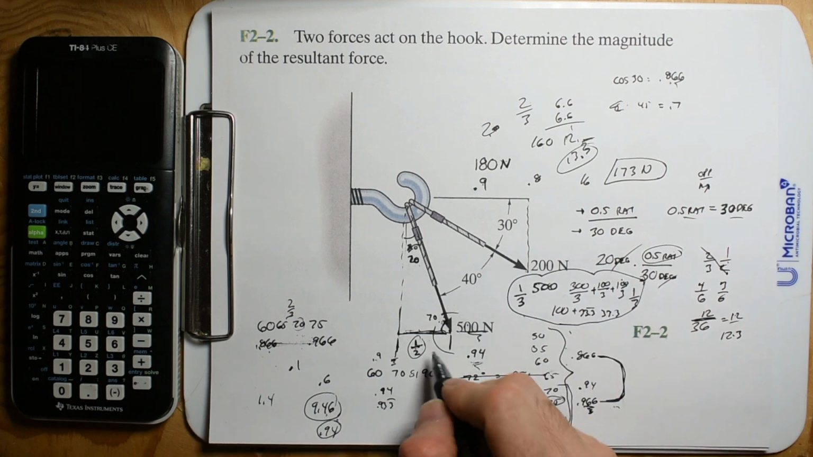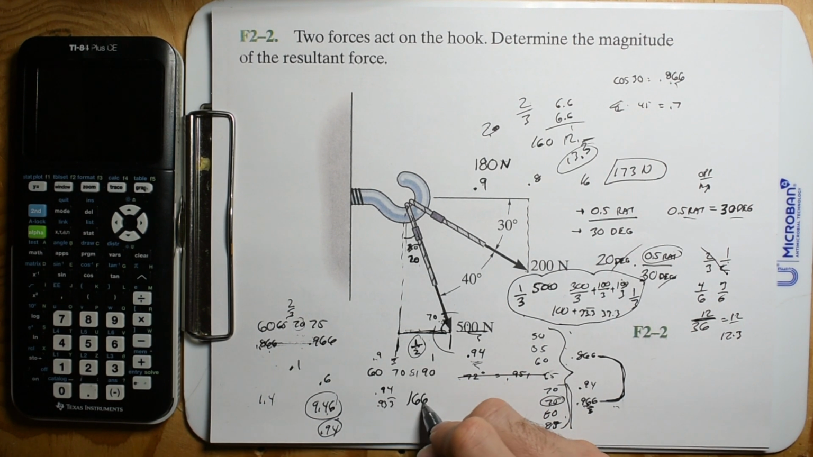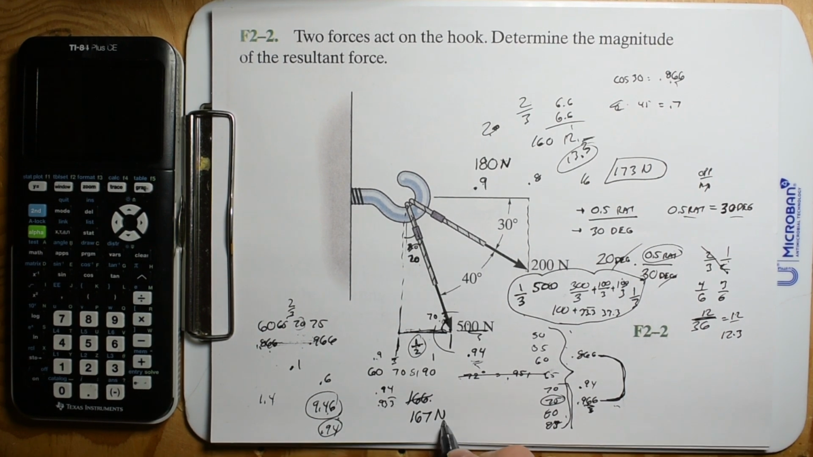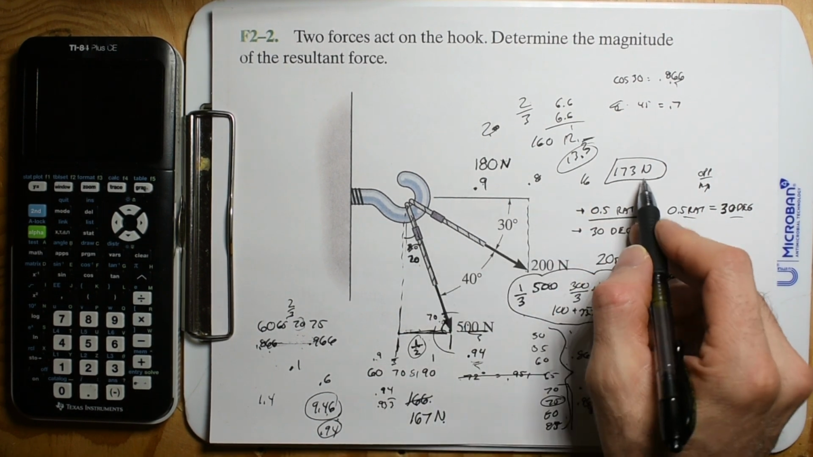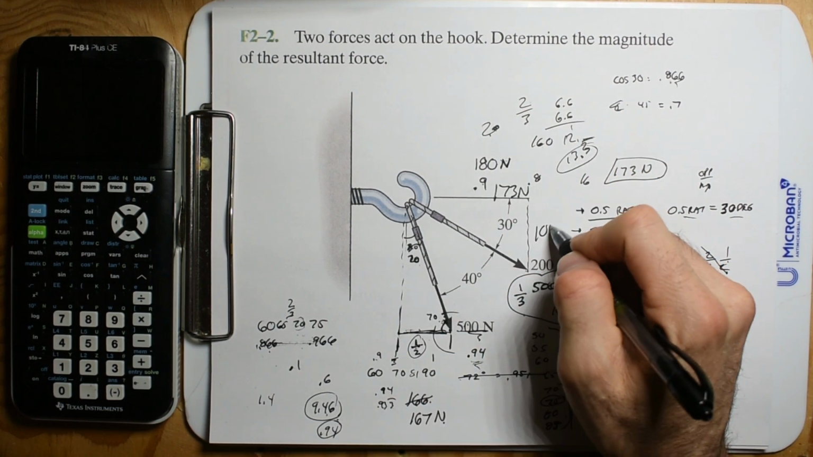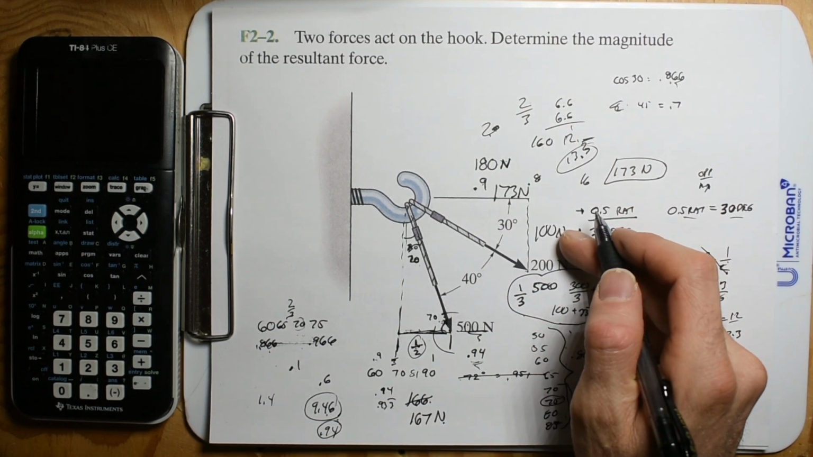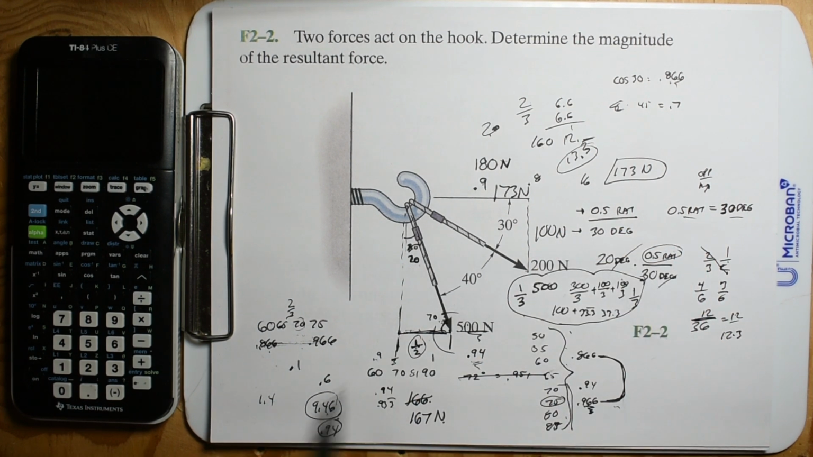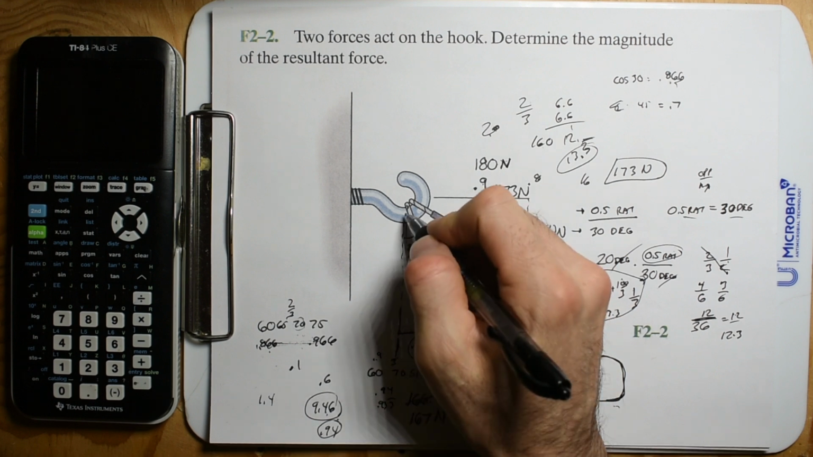But hell yeah. So now we have this component's going to be 166. I'm just going to say 167 newtons. This one was going to be 173 newtons. And this one's 100% right on at 100 newtons. And what did we say this one was going to be? You know what I mean? Did we decide on something?